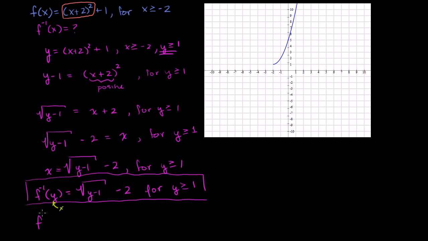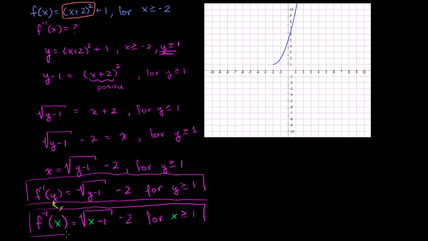We would get f inverse of x, and I'll highlight it here just to show you we're renaming y with x. You can rename it with anything, really, is equal to the square root of x minus 1 minus 2 for, we have to rename this too, for x being greater than or equal to 1. And so we now have our inverse function as a function of x.